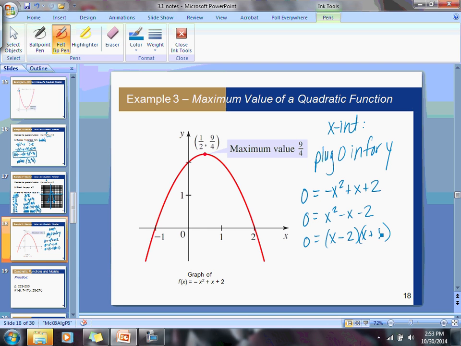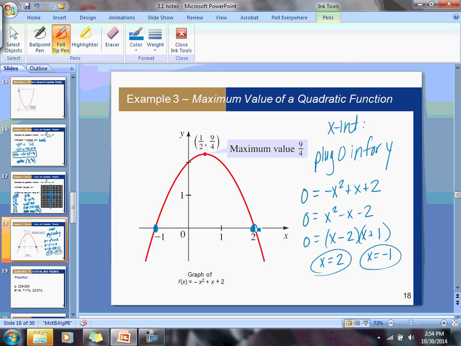And we did this in chapter 1. You solved equations like this, and you set each little parenthesis equal to 0 and solved it. So there you go. There's one x-intercept. There's your other x-intercept. Okay? Those are the solutions. Those are the roots. That's where the graph crosses the x-axis at negative 1 and at 2.